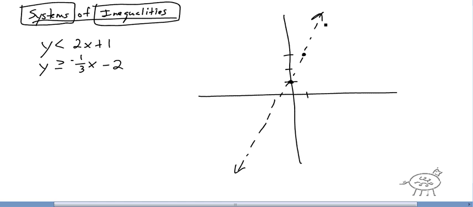Before we do any shading, I'm actually going to graph the other line, because otherwise it gets kind of complicated on here. But we can remember which one's which, especially because this next one is a solid line. So the y-intercept is negative 2, and it's negative 1/3 x minus 2. So it's down 1 over 3. And this is a solid line.